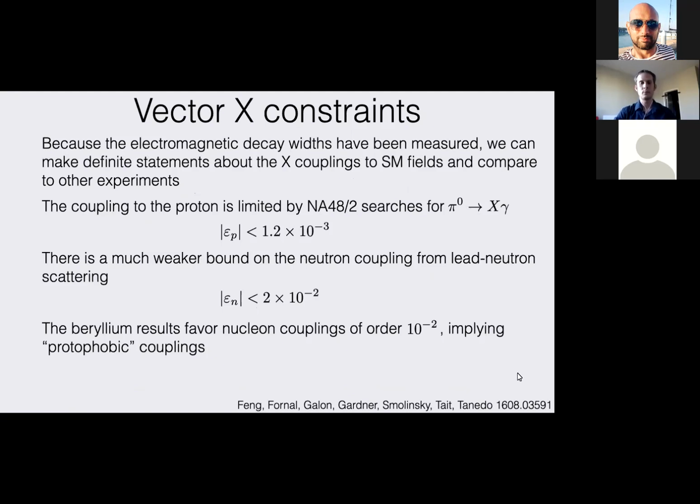Again, this is back to this work by this other group, where they find that the most constraining bounds for the proton coupling come from pi naught decays to a photon and some other new boson, which constrains the proton coupling to be smaller than about 10 to the minus 3, whereas there's a weaker bound on the neutron coupling, which comes from lead neutron scattering. It's about the order of 10 to the minus 2. And as the beryllium results favor a total nucleon coupling, epsilon_p plus epsilon_n, of close to 10 to the minus 2, this would imply that the coupling to the neutron is much stronger than the coupling to the proton, and so it's been called a protophobic vector. So again, while Daniela's axion was piophobic, this vector would have to be protophobic.